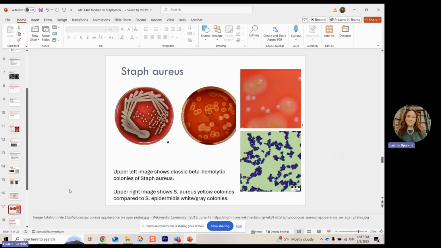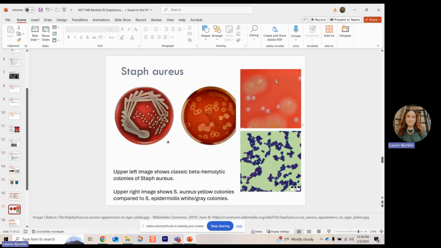And then here's what Staph aureus looks like. I wanted to show that yellow hue on letter A here, and then again, that classic beta hemolysis. Again, you hold the plate up to the light to read the hemolysis through. So you should see in lab that it has a nice beta hemolysis there.